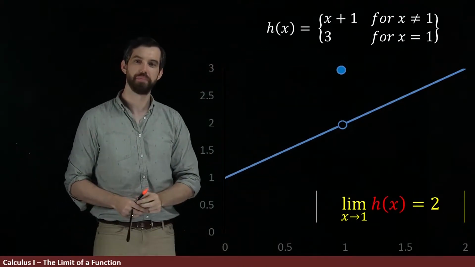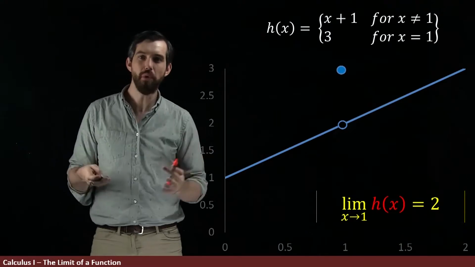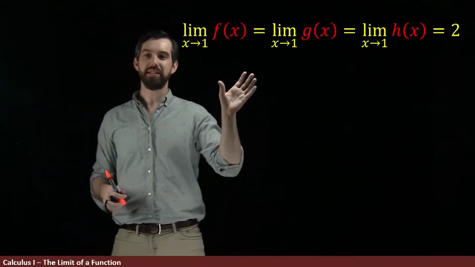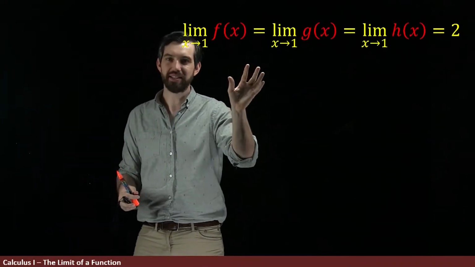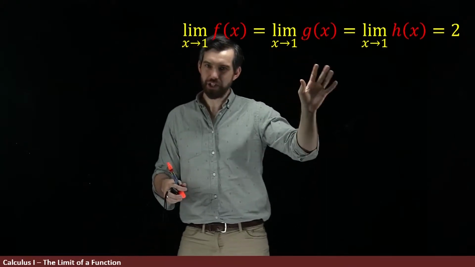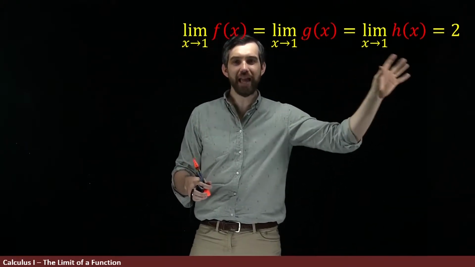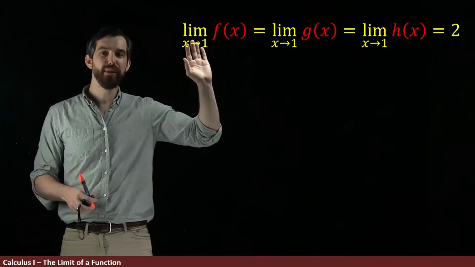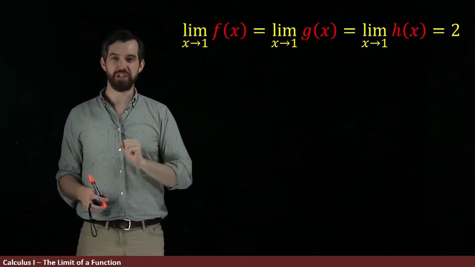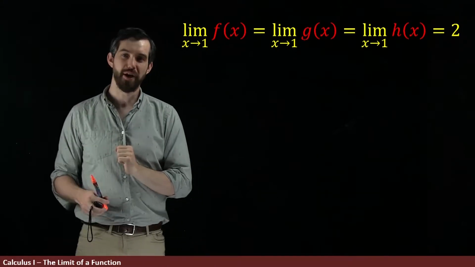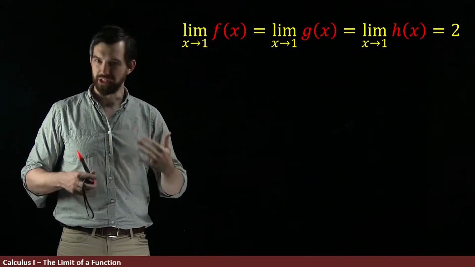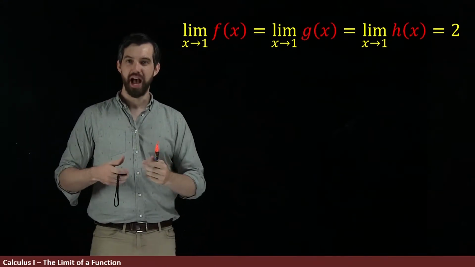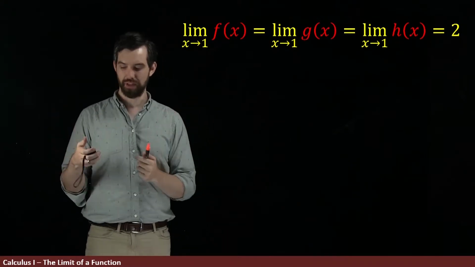So I think what we've shown is that the limit as x goes to 1 of my f of x, the limit as x goes to 1 of my g of x, and the limit as x goes to 1 of my h of x, those three different functions, while different, their limits were all going to be 2 at this interesting point of x equal to 1. All right, so let's try to actually come up with a precise notion of a limit.